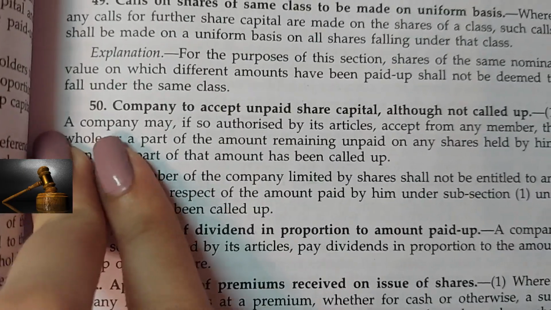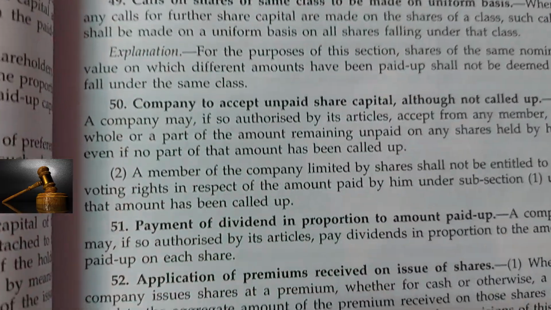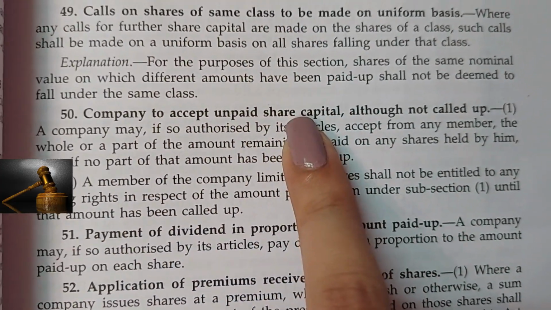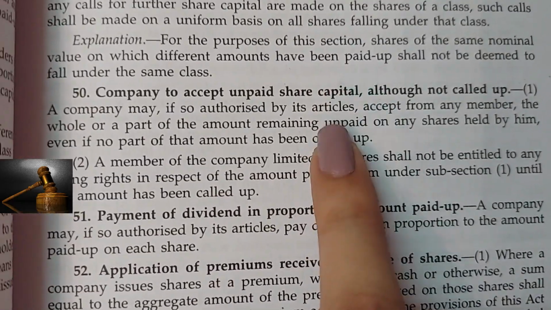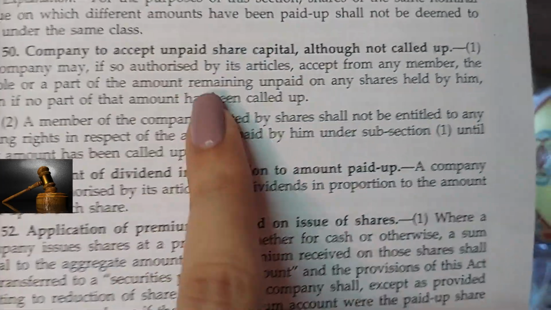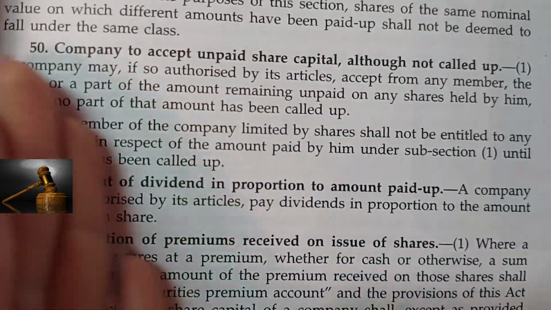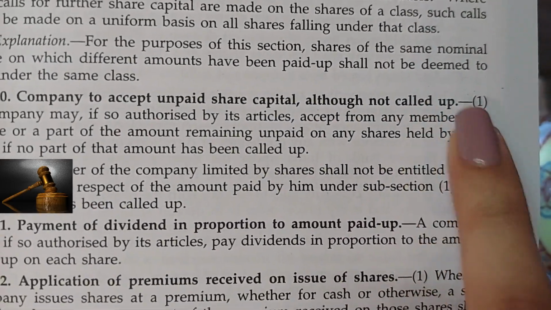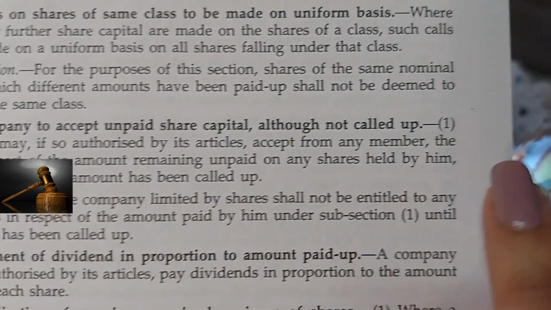First is a company may, meaning it's not mandatory, it's not compulsory, it can or cannot. The company may. Now how may or may not will be decided is in the next line, that is if so authorized by its articles. That means you need to get the authorization from the articles. If it is authorized, then it can. If not, then it could not. Right? Moving. Accept from any member. Now what it can do? Right, we are coming from here, but what it can do, for which authorization is needed, it can accept from any member. Stop. The whole or part of the amount remaining unpaid on any shares held by him.